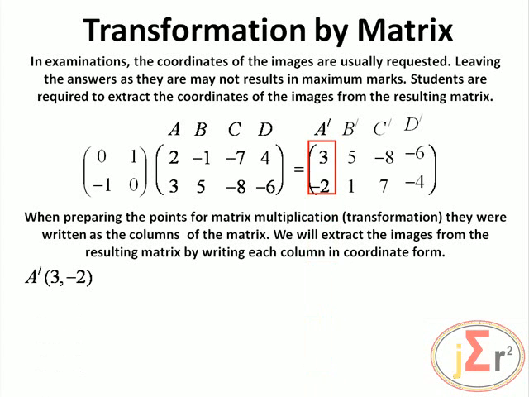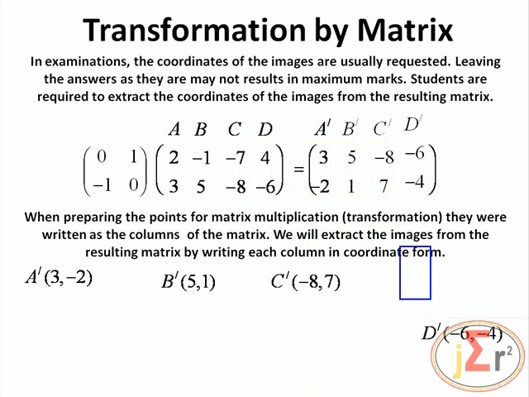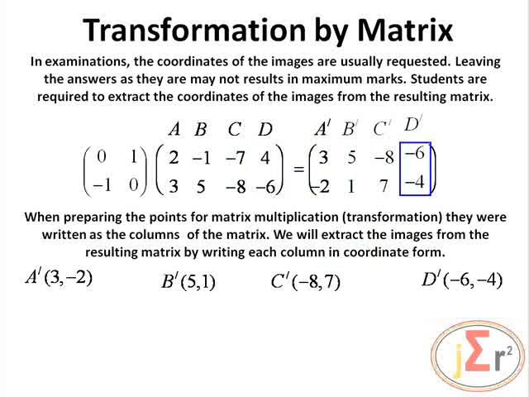So that's your first one, and it is A prime 3, -2. Then your second, B prime 5, 1. Your third, and it is C prime -8, 7. And there we have D prime -6, -4.